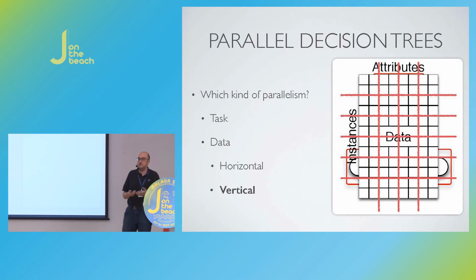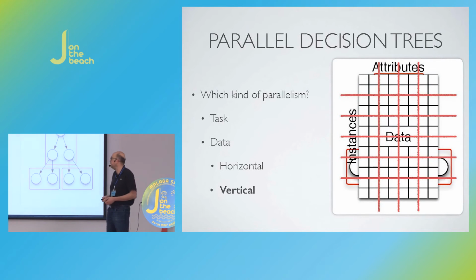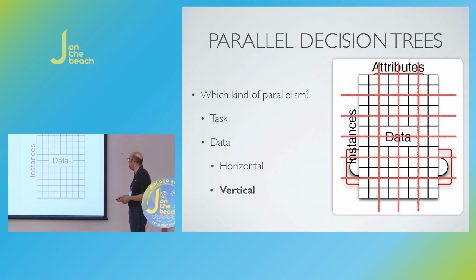Okay, so now we wanted to do a parallel version of this. There are several ways of doing this parallelization. One is doing it by task. So we can divide by task, or we can divide by data. And for the data, as you see, we have these instances, and we have the attributes. So there are 2 ways to do this. We do this by dividing by instances, which is called horizontal parallelization, or we can do it by attributes, and then we are doing it vertically.